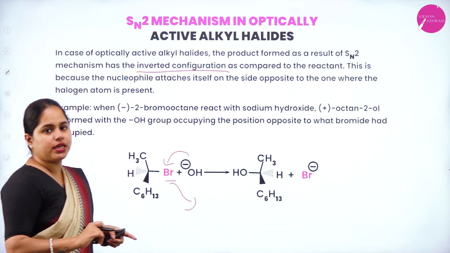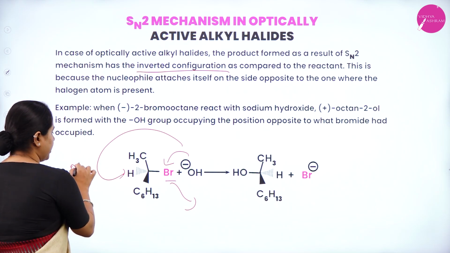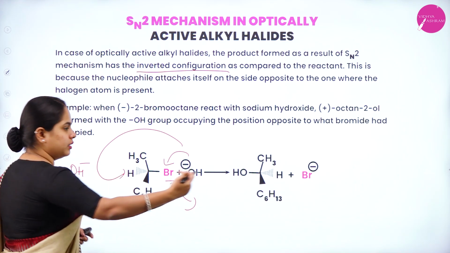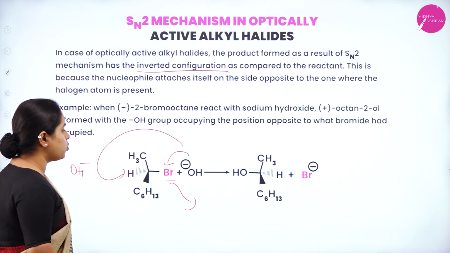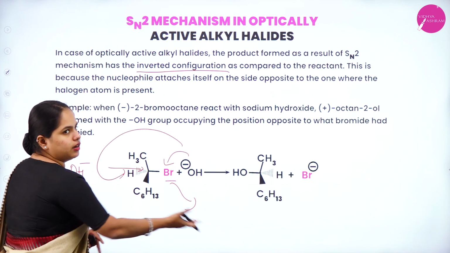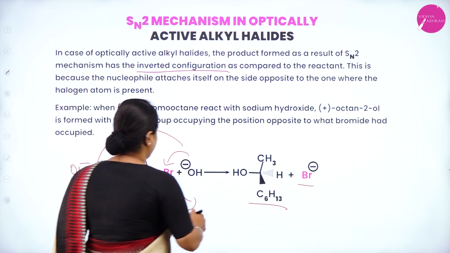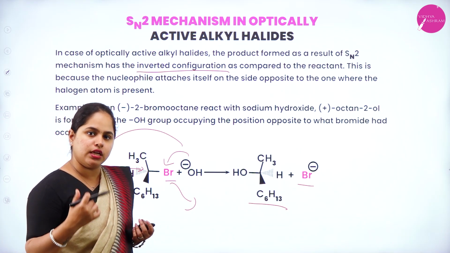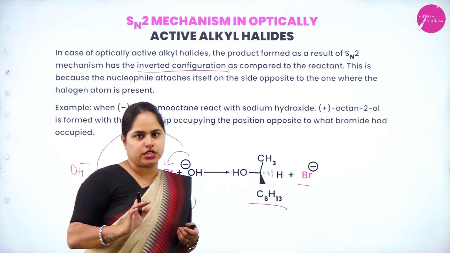But how will this OH minus attach? Will it attach from this side? No, it will attach from this side. That is, OH minus will attack from the side opposite to where the halogen atom is present. It will not attach from the forward direction, it will attach from the backward direction, the opposite direction. Hence, as it attaches in this direction, there will be an inversion of configuration, and Br minus will be removed. From the diagram itself you can see there is an inversion in configuration. So the SN2 mechanism follows inversion of configuration, and in SN1 you will have retention of configuration as well as racemization.